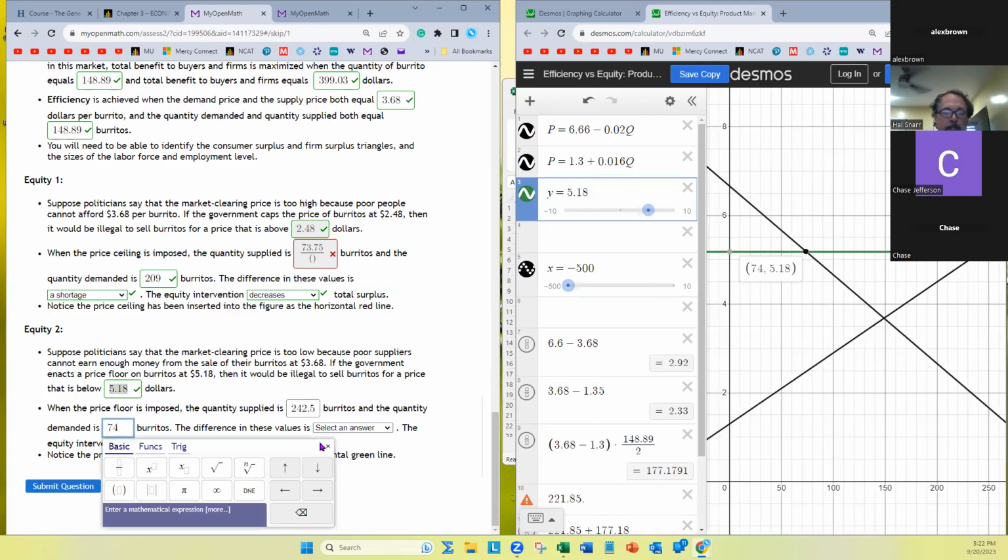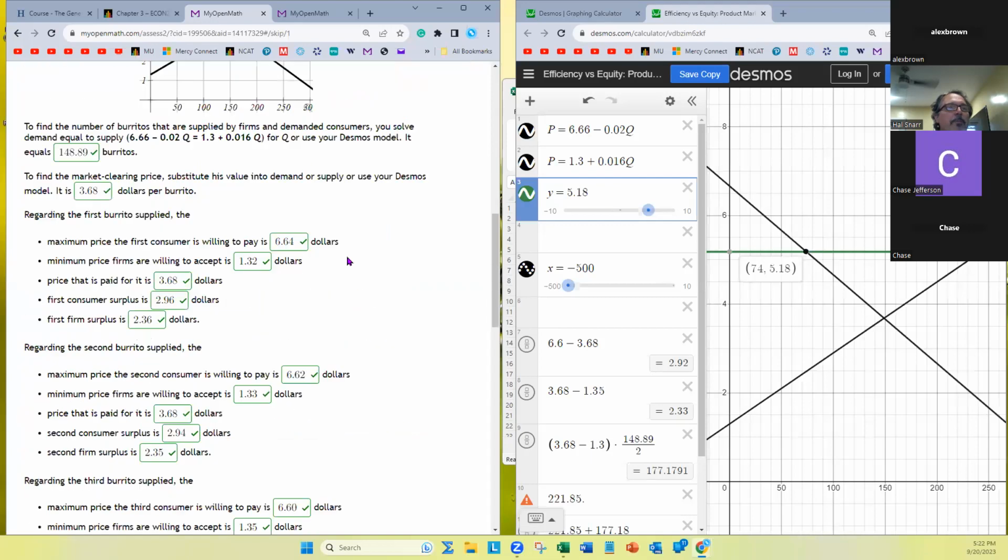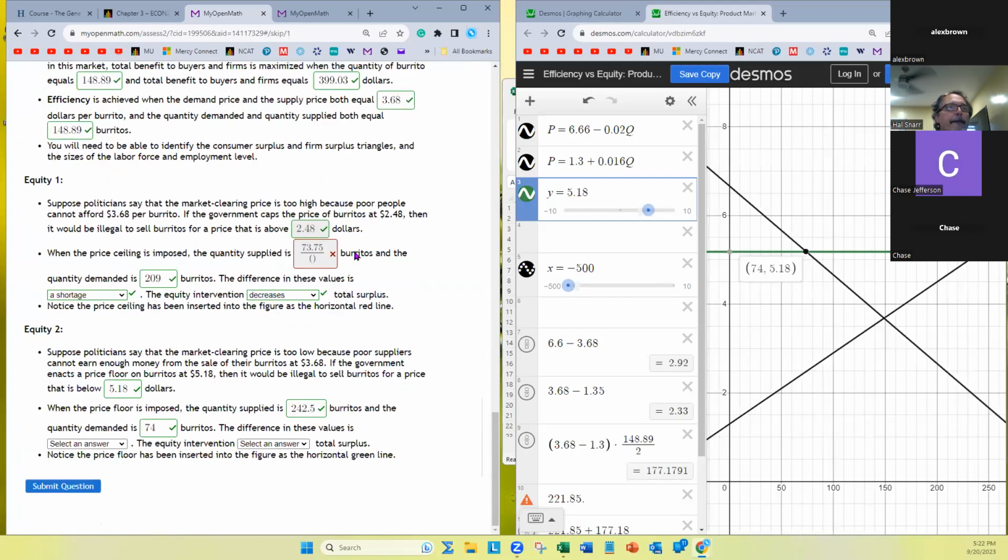What do we call this situation in chapter 3? We call it a surplus, right? We have 242.5 burritos produced and supplied, but only 74 are demanded. This actually happens in the United States.